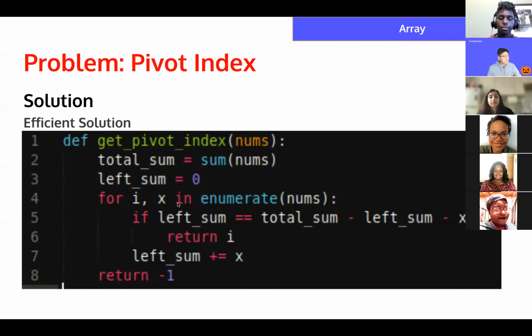Is it a typo? Is it supposed to say if the right sum is equal to total sum minus left sum minus x? You're talking about this subtraction here? Yes. Okay, no, this is not a typo. Total sum minus left sum minus x is the right sum, right? That is the right sum, yeah. Another way to write this is that I could have brought this subtraction onto another line, redeclared it as right sum, and just compared if left sum equals right sum. But this subtraction does represent the right sum.